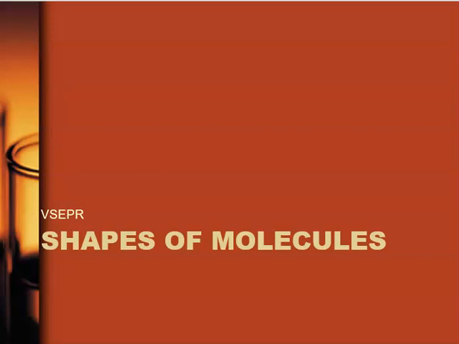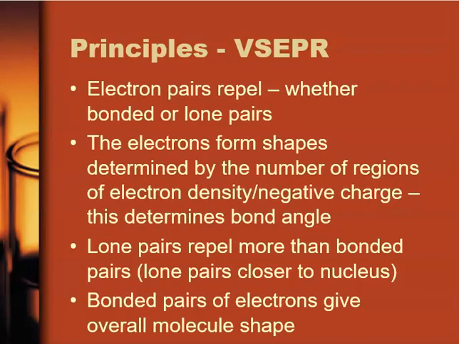Okay, so figuring out the shapes of molecules is determined by what's known as the VSEPR model, which stands for Valence Shell Electron Pair Repulsion model. The principles behind this are that pairs of electrons repel each other, and they want to get as far away from each other as they possibly can. And this is going to determine the angle between bonds and the overall shape that the electrons are going to form.